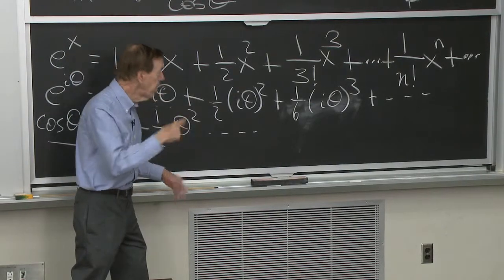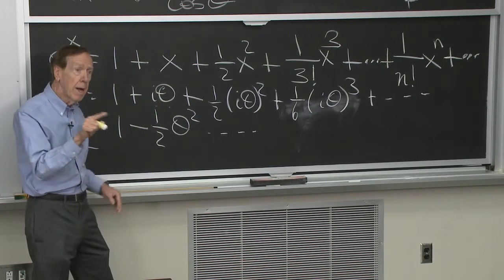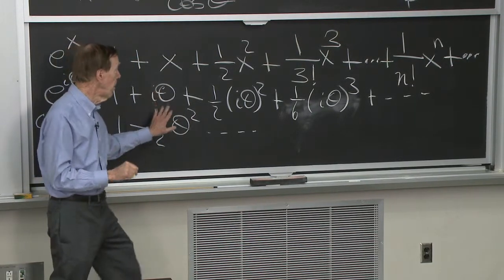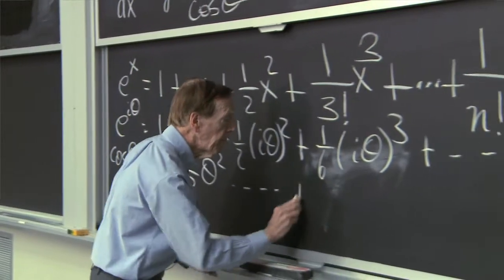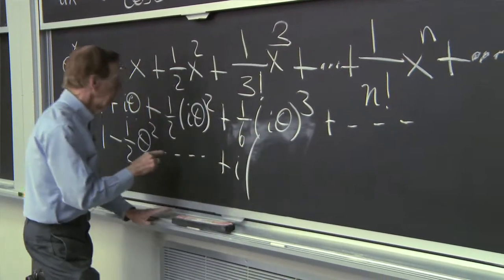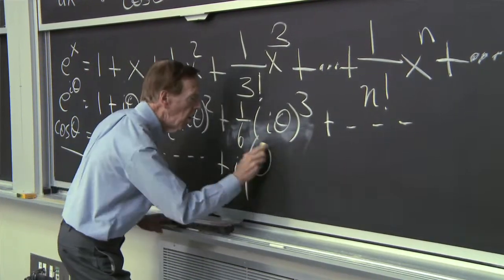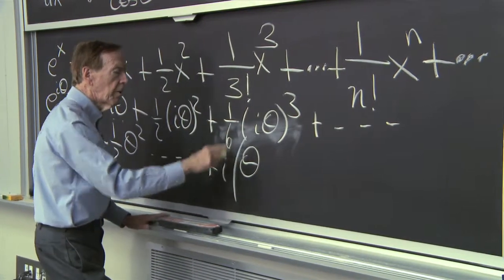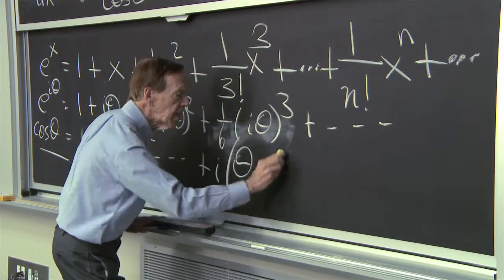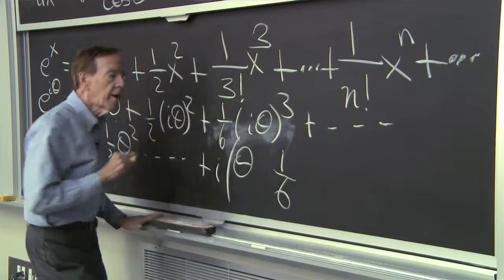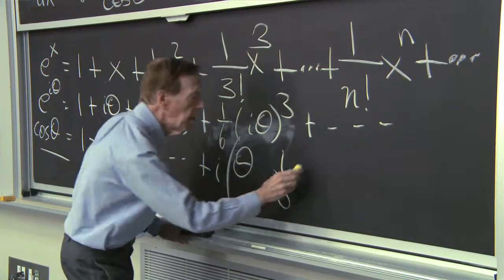The odd powers will have an i in them. They go into the imaginary part. So I have the imaginary part is i times theta, and then this is 1/6 of i cubed theta cubed.